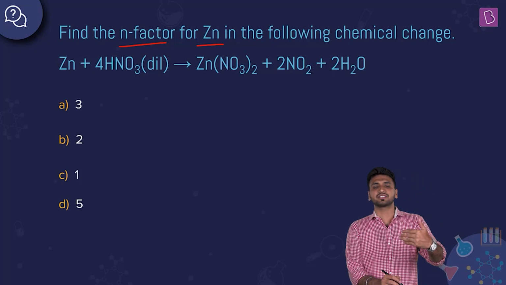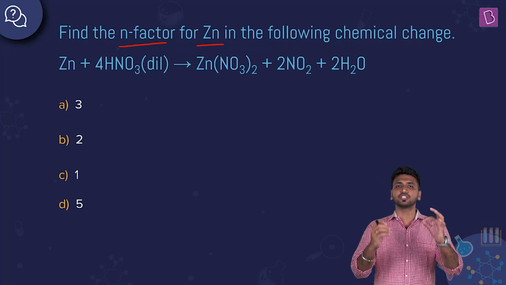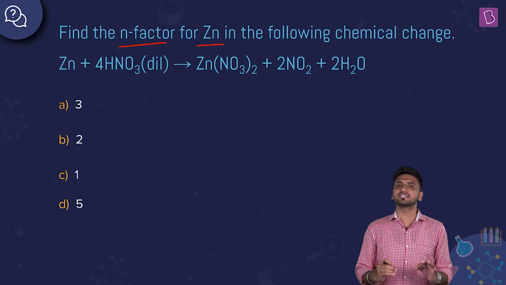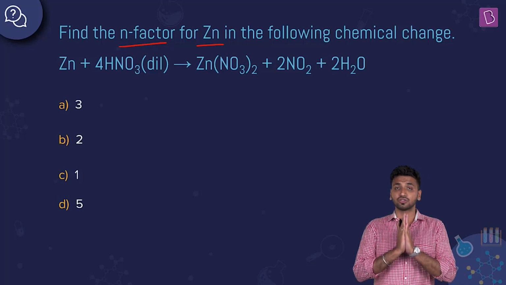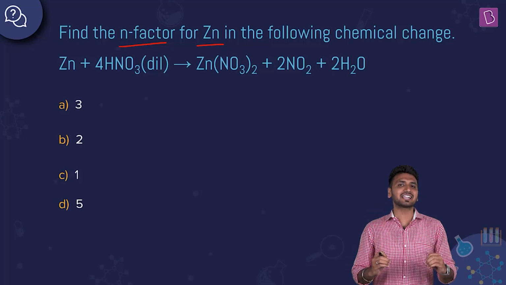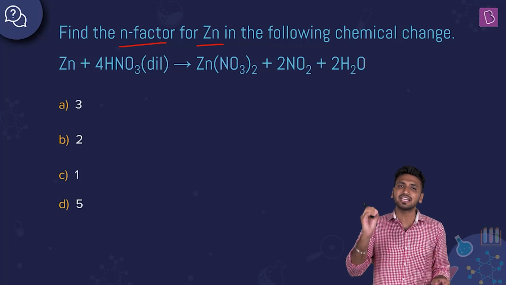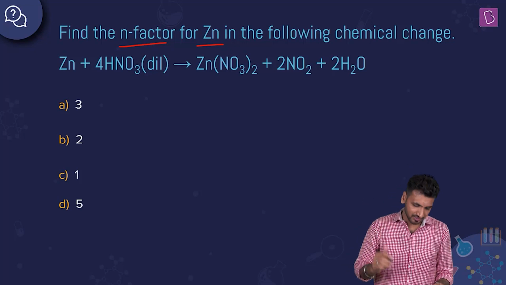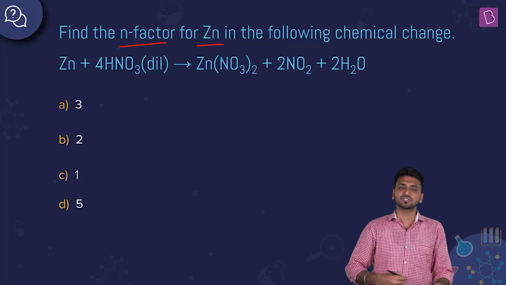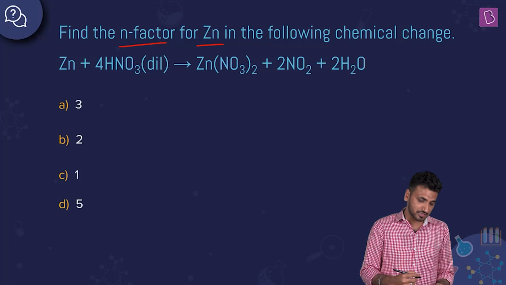So N factor, how are you gonna calculate the N factor? So the N factor will be the total change in oxidation state of zinc, right? And how are you gonna calculate this total change? It will be the number of zinc atoms on the reactant side multiplied by the change in oxidation state, right? Let's first calculate the oxidation state of zinc on both sides, reactant as well as product.